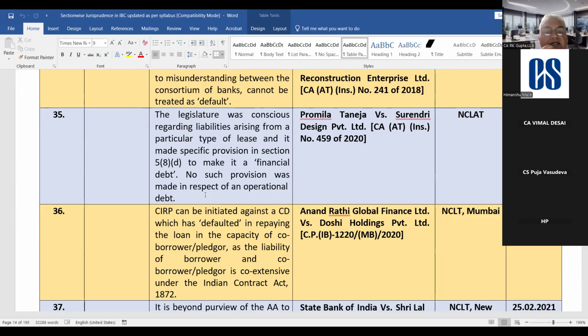CIRP can be initiated against a CD which has defaulted in repaying the loan in the capacity of co-borrower or pledger, as the liability of borrower and co-borrower pledger is coextensive under the Indian Contract Act. Okay? So it says that CIRP can be initiated against a CD which has defaulted. Okay? Who will default? Whether the borrower did it or the pledger did it, because the liability of borrower and co-borrower or pledger is coextensive.